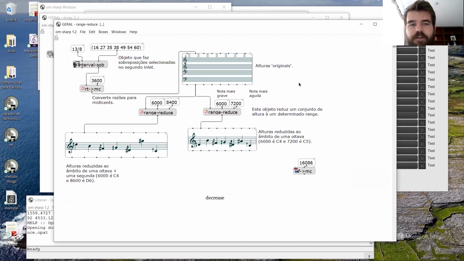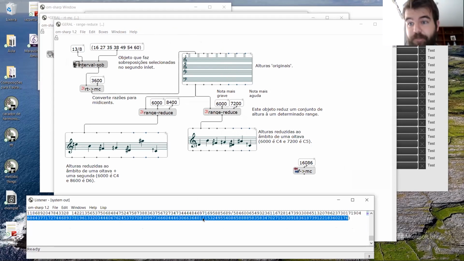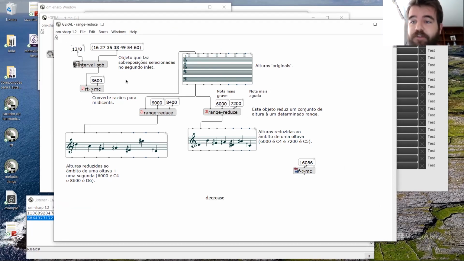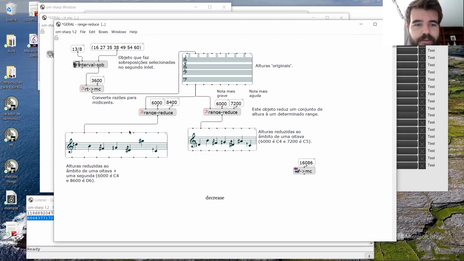This object reduces a range of pitches. In my compositional work I am working with very big ratios. Here we have one. You can see that it's very big ratios. And of course, you need to put these notes in some audible range. Here all the notes are very high, so this object will do it.